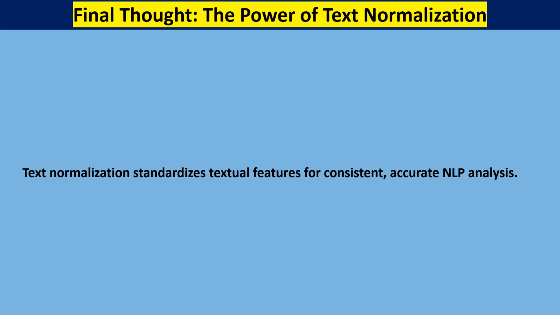Final thought, the power of text normalization. Text normalization standardizes textual features for consistent, accurate NLP analysis. It transforms messy textual input into a clean, consistent format by applying different techniques like lowercasing, punctuation removal, tokenization, and many we just discussed. This process is essential in NLP for reducing noise and improving model accuracy. Clean and standardized text ensures that machine learning models can interpret language data more effectively.